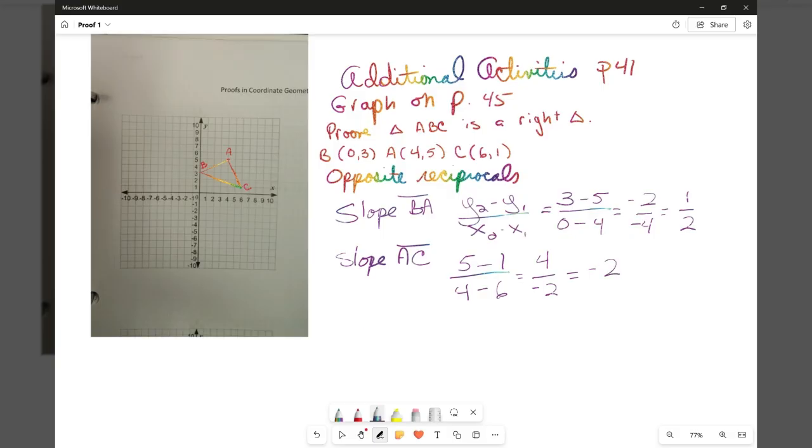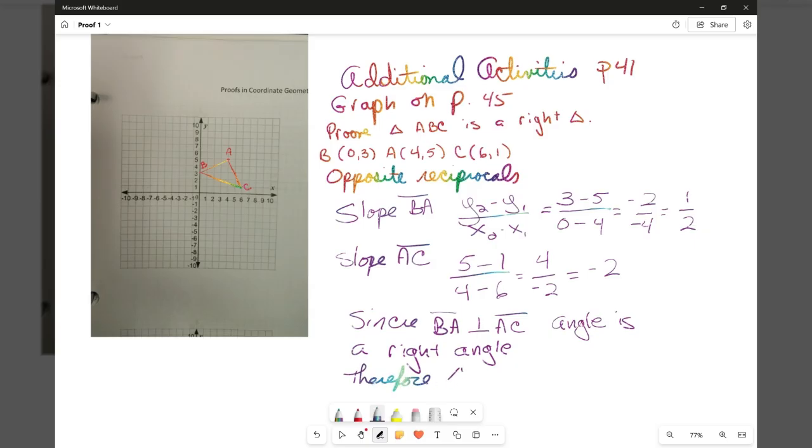And now I can say, since BA is perpendicular to AC, angle A is a right angle. Therefore, triangle ABC is a right triangle. So it's just that easy.